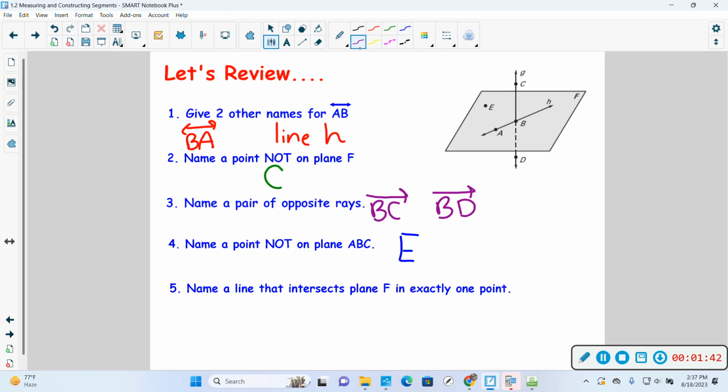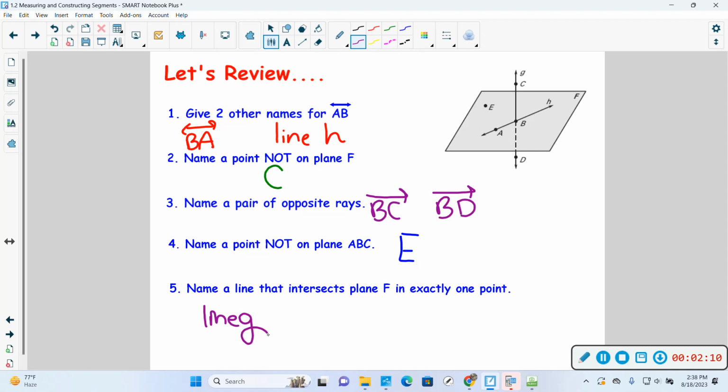Last but not least, name a line that intersects plane F in exactly 1 point. Line G. Remember, the little dashed lines means it's going through the plane. That's the one that's intersecting it. Now, you could also call this line CB, line CD, a lot of different, any of those 2 points you could have used on that.